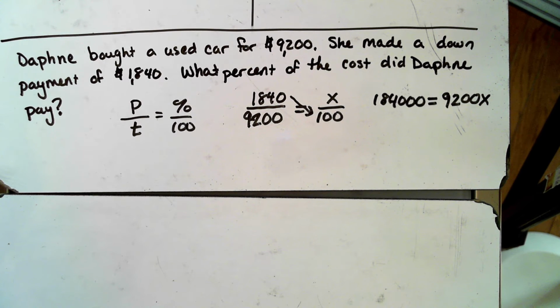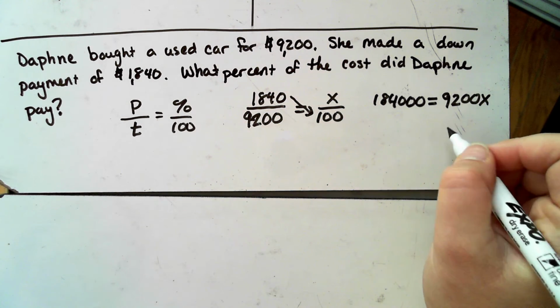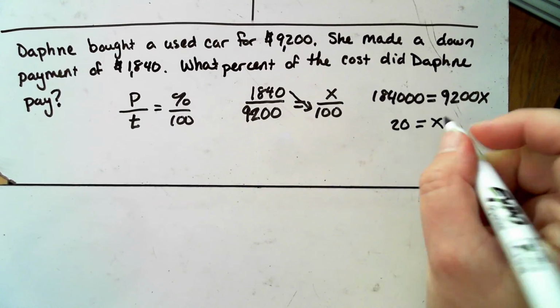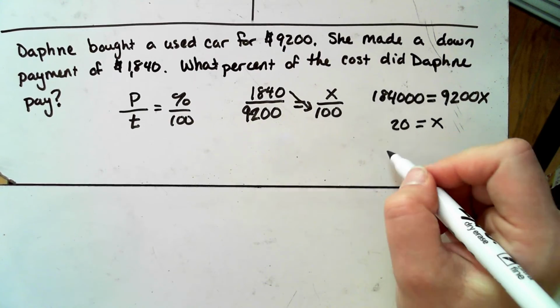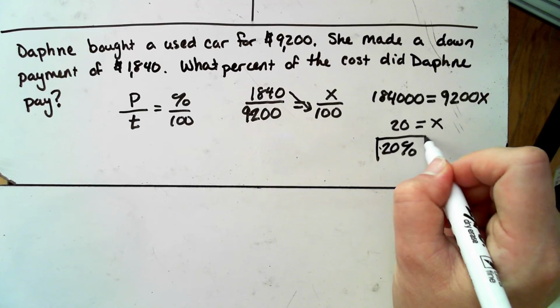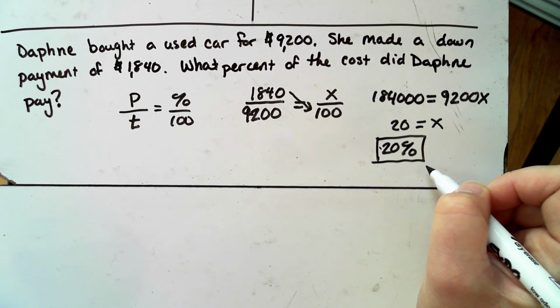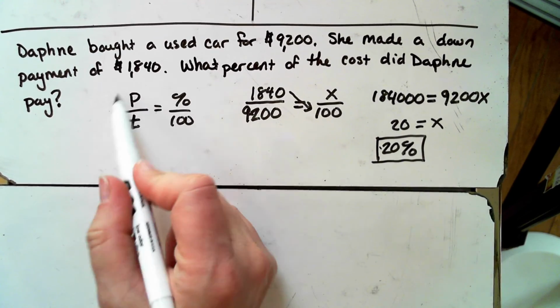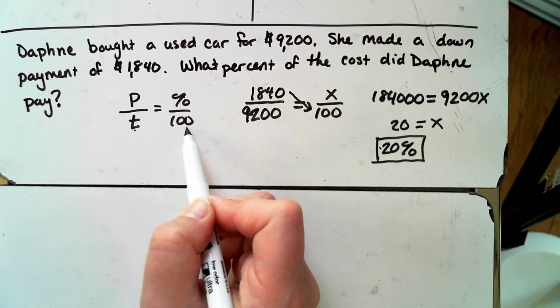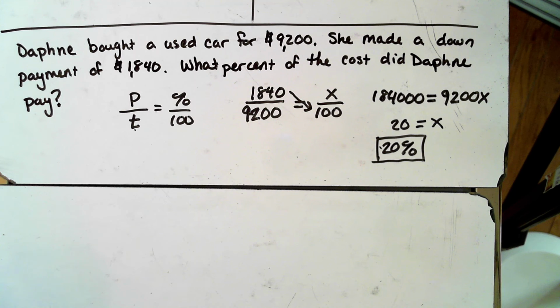So 184,000 divided by 92,000 is going to be 20. Now, we need to remember what this stood for. It's in the percentage spot. So it's 20% of her total payment. Okay, so that's my answer, 20%. So always go back to our proportion: part over total equals percent over 100. And that's how you solve percentage word problems.